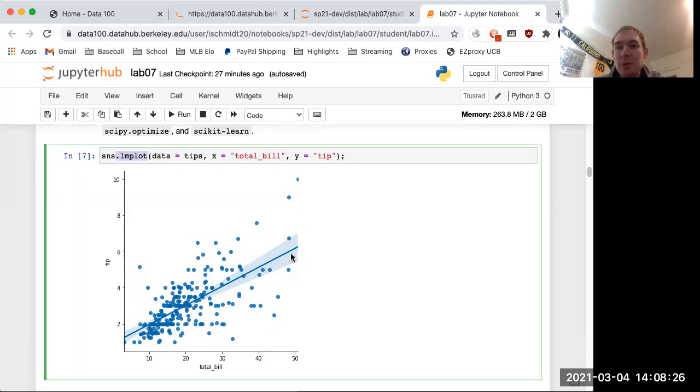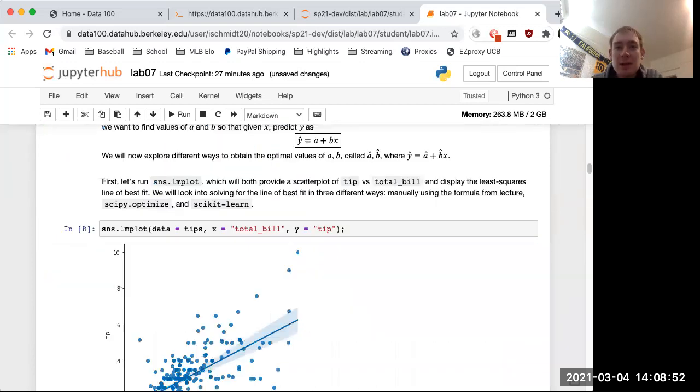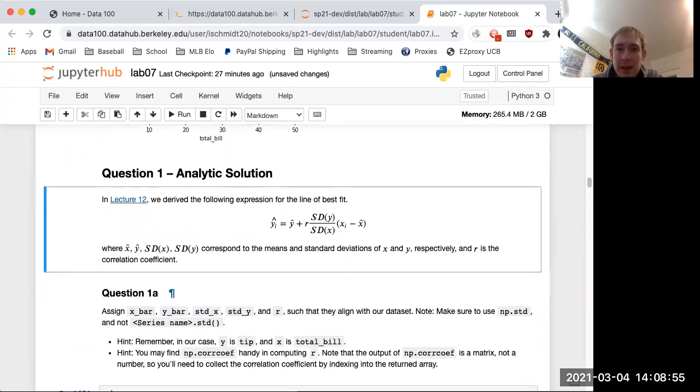Don't worry about these little bands surrounding the line. If you're interested in what they are, take an advanced stats class. I think 135 and 151 both discuss this, but don't worry about it for the purposes of this class. Anyway, we literally just called sns.lmplot, said here's my x, here's my y, and then it says, oh, here's the regression line. We didn't have to do anything at all. There it is. So now what we can do is figure out exactly what these parameters are.